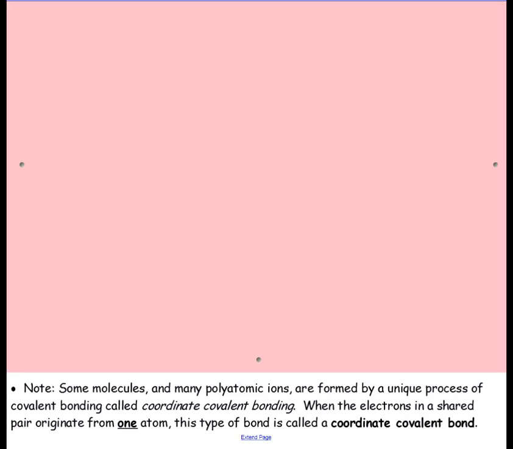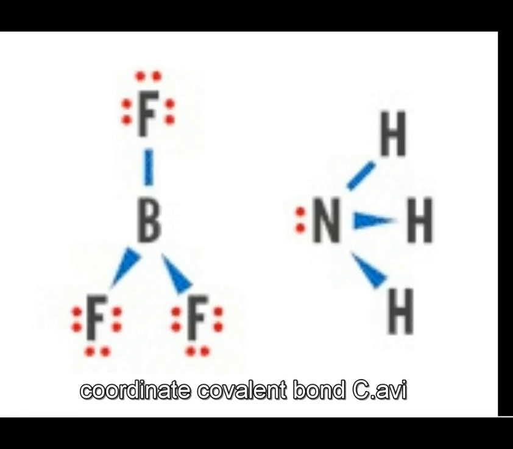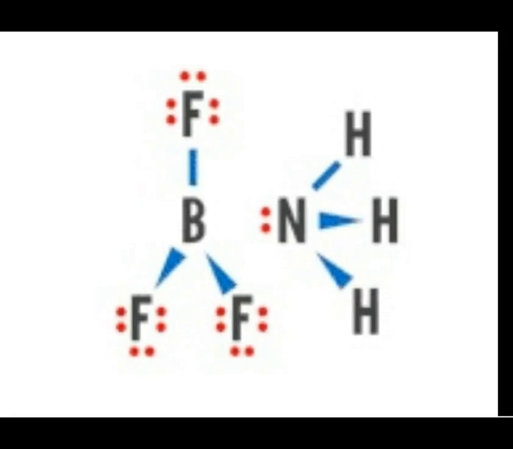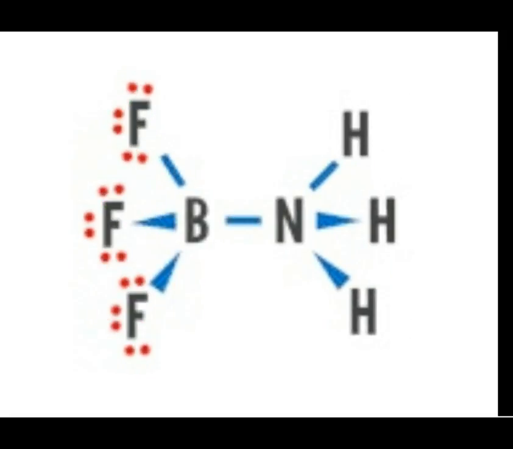And it's unique, and not all molecules include this type of bonding. So that's why we wanted to look at some examples here. I'll just show a little video clip here to help you see this in a little more detail. When NH3 encounters BF3, the NH3 uses its lone pair electrons to form a coordinate covalent bond.